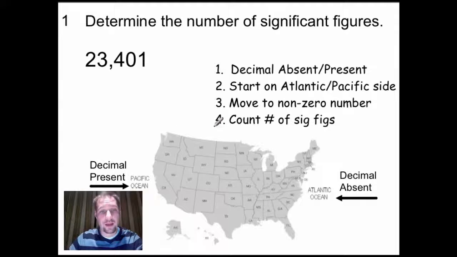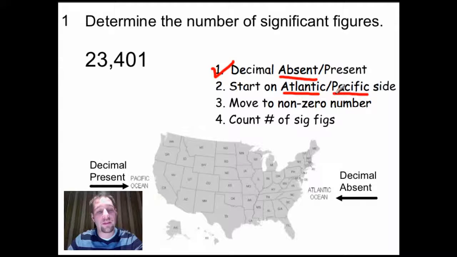So here are the four guidelines that we took a look at. Our first step was to determine if there is a decimal. So 23401. I don't see a decimal, so I'm going to say that my decimal is absent. That's my first step, done. Now, whether I have a decimal or not is going to determine whether I start on the Atlantic or Pacific side of that number.